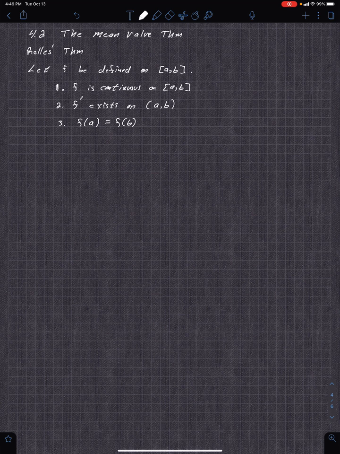So if that's true, this is the conclusion, then there exists a c in the open interval from a to b such that f prime of c is equal to 0. So that means horizontal tangent, essentially, is what that's saying. So geometrically, we'll look at the proof in another video. I want to just go through the concepts first.